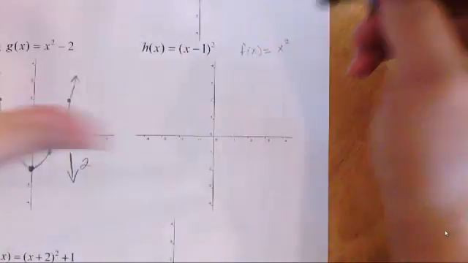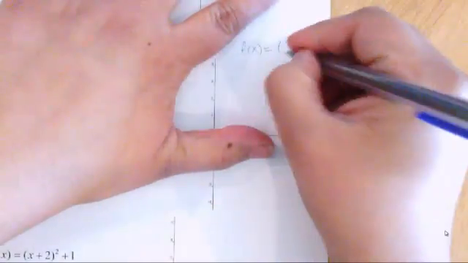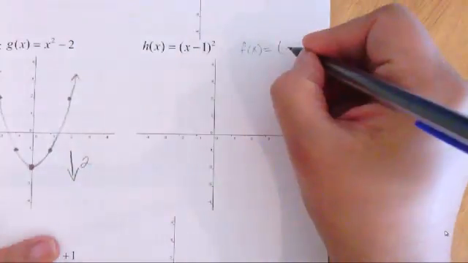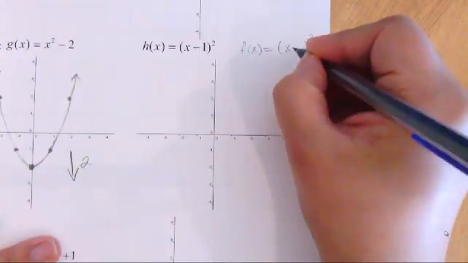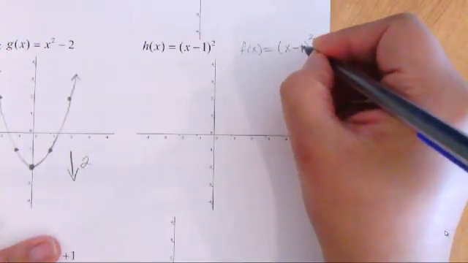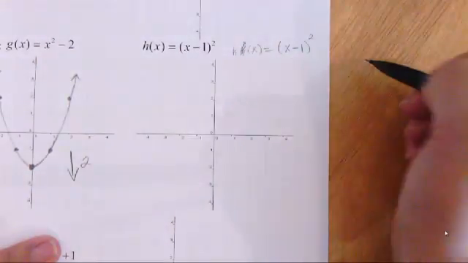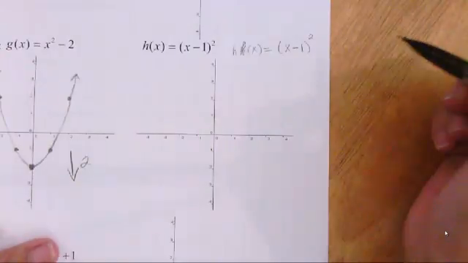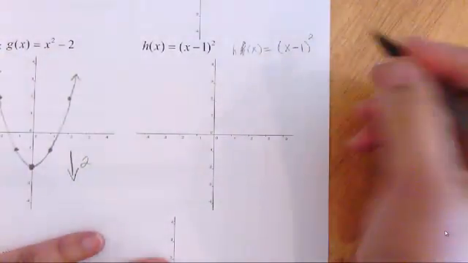Now what's happened is, and I'm going to erase this on purpose, we're substituting that instead of just an x, we've got an x minus 1 now. So it's no longer f of x, we're going to call it h of x because there's been a change applied to it. So how does this change affect our graph?